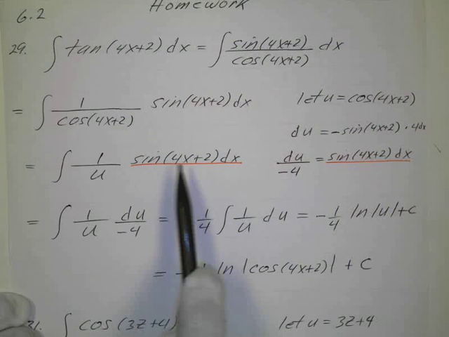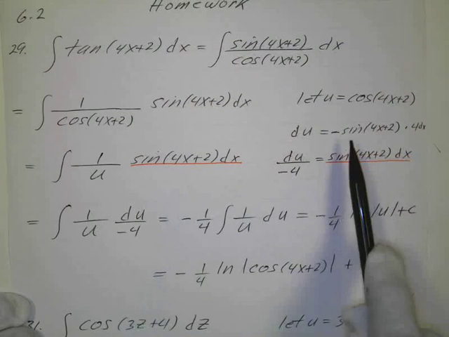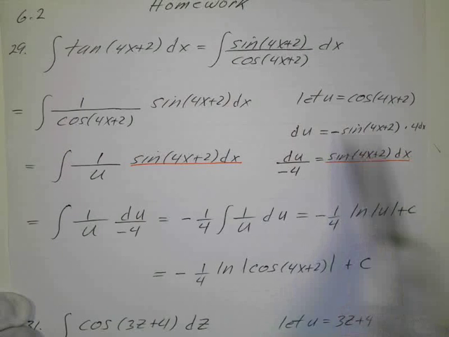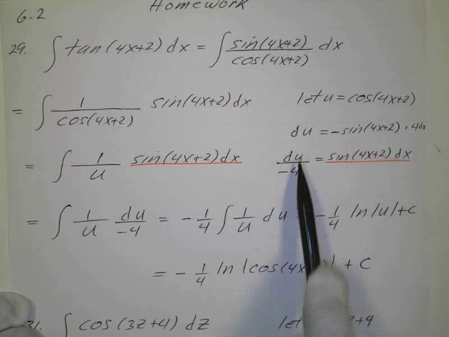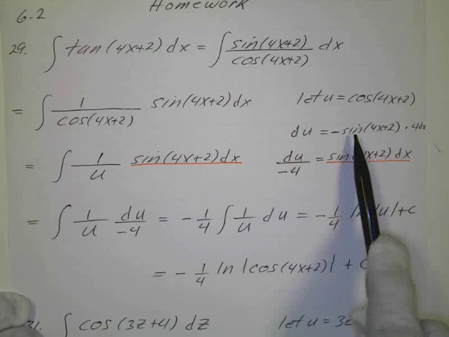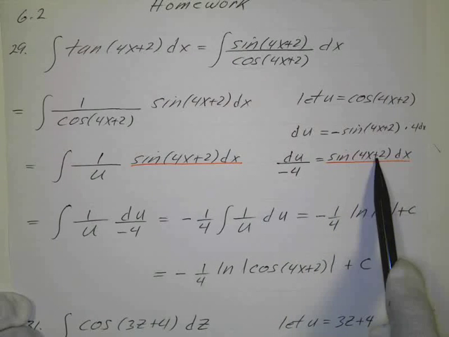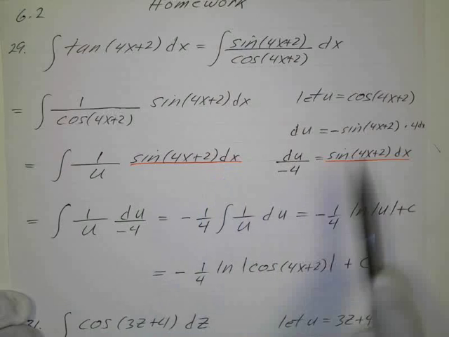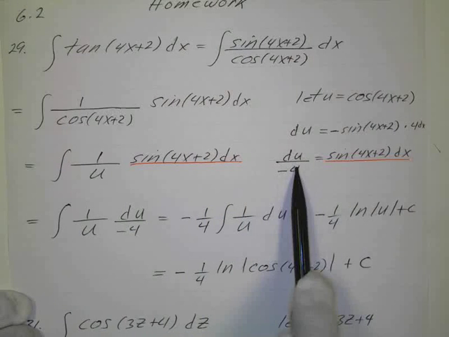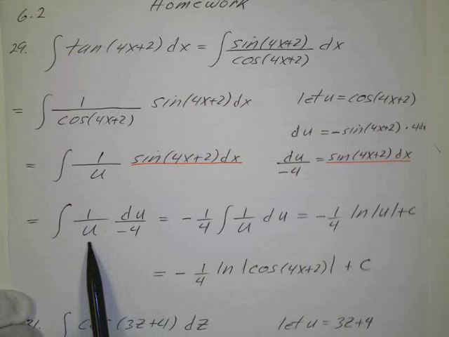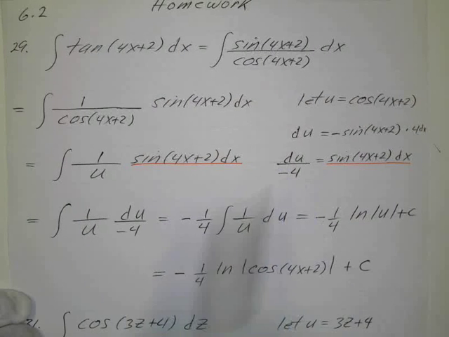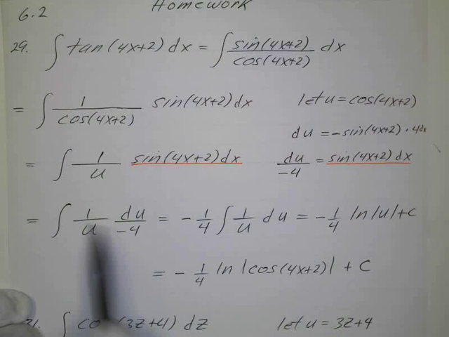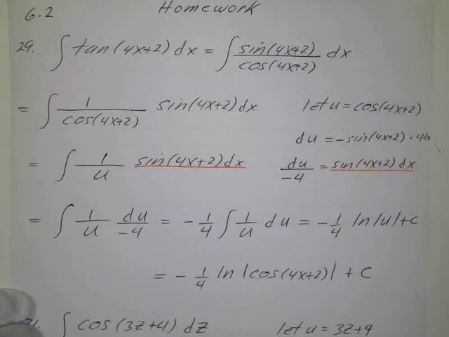Okay, and I just want sine, I don't want a 4 and I don't want a negative, so I'll divide both sides by negative 4, and I've got du over negative 4 equals now just the sine of 4x plus 2 dx. And now I've got a nice match. That's exactly the same as that. So instead of writing this, I write that. So I've got 1 over u times du over negative 4, and that's the integral.